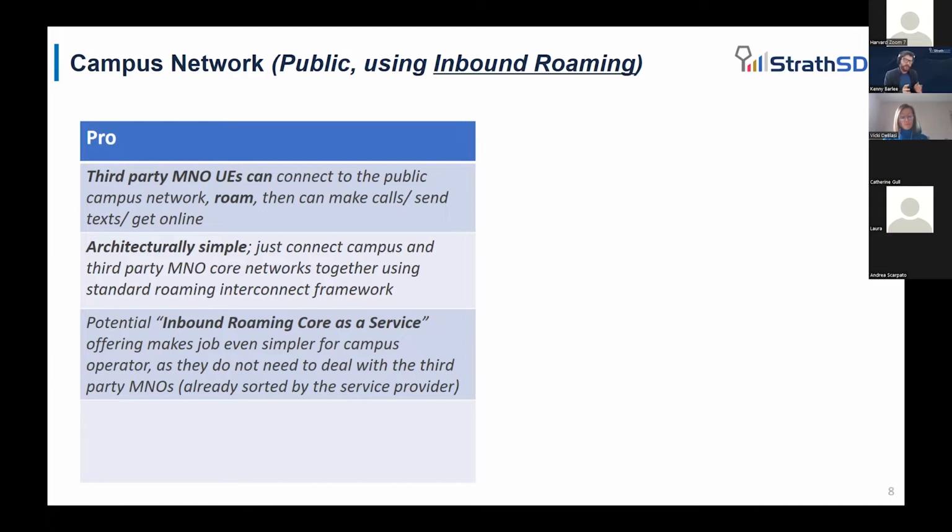And what that could mean is your campus operator puts out their base stations, subscribes to this core as a service feature, and then the core as a service has someone managing it who deals with all the MNOs and has all the interconnections between them all. So it means that all that work is done for you, and building the network could be very simple.